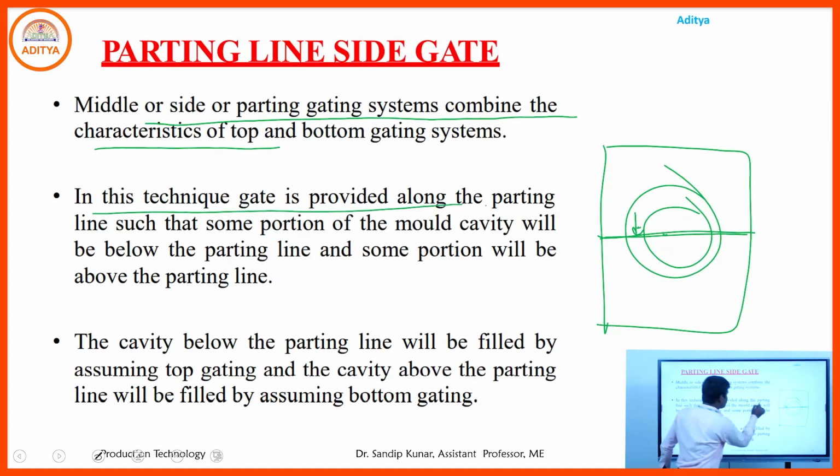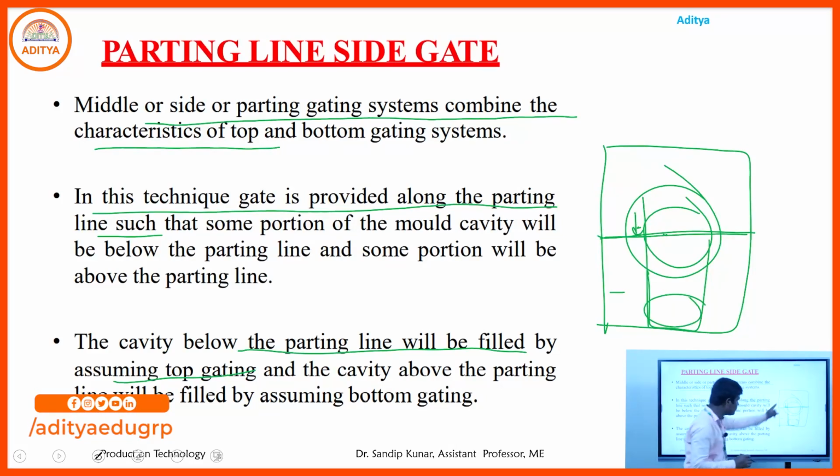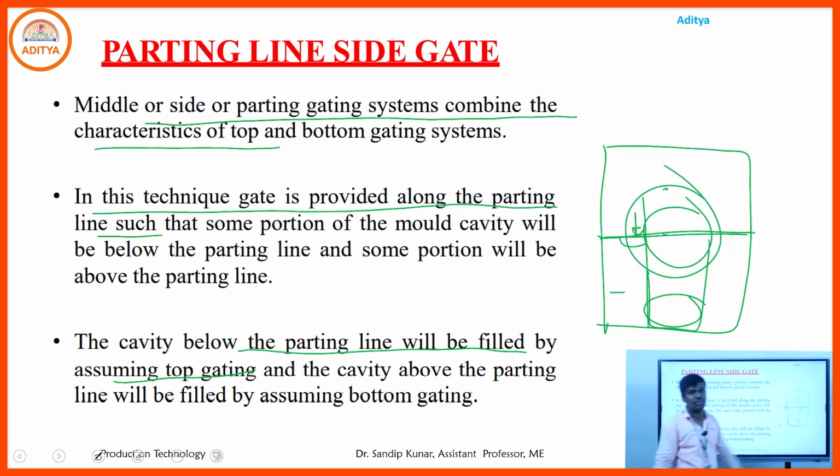In this technique, the gate is provided along the parting line such that some portion of the mold cavity is just above the parting line and some portion of the gate will be below the parting line. The cavity below the parting line will be filled up assuming top gating. Means when the molten metal flows to the particular mold cavity, it flows through the top gate and comes to the lower portion of the mold cavity. Through the bottom gate, it fills up the upper portion of that particular mold cavity.